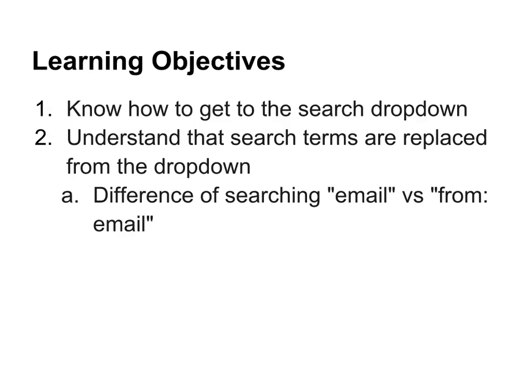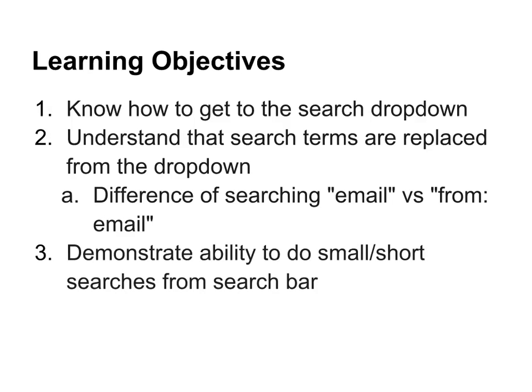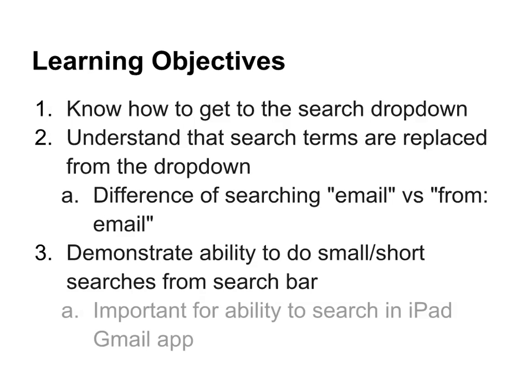Also, we're going to show you the difference between searching for an email and searching from an email, and you'll see what that means in a minute. And I want you to be able to do a small, short search from the search bar. This is important because you can use that same search string in your Gmail iPad app, and you can find exactly what you're looking for. So let's move on to showing you how to do this.